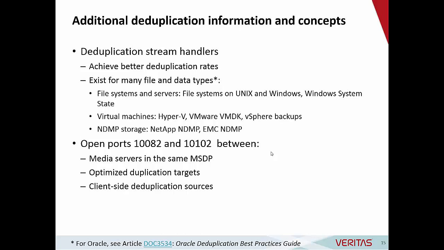For some data types like NDMP, which traditionally used to get terrible dedupe rates, we found through testing that if we strip the tar headers from the data in the NDMP stream and send the tar headers separately from the rest of the data, suddenly dedupe rates get much better. So that's something that our stream handler does.